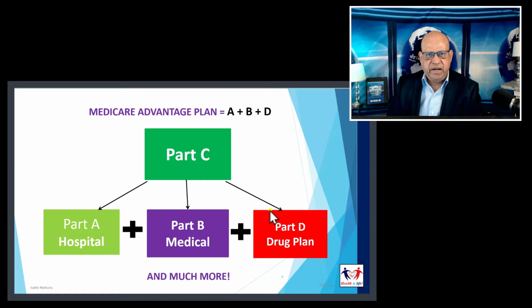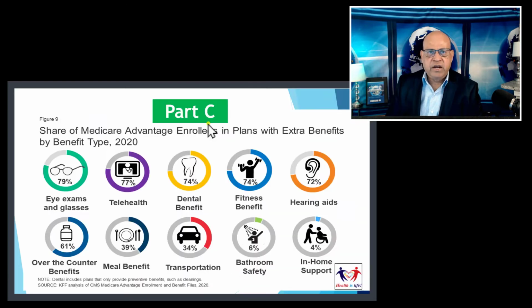Medicare Advantage plan, as I told you, incorporates most of the cost involved with Part A, Part B, and Part D prescription plan, and much more. What is this much more? Let's see that. There are a lot of services that are not covered by traditional Medicare. It doesn't cover eye exams. It doesn't cover dental. It doesn't cover hearing aids and things like that.